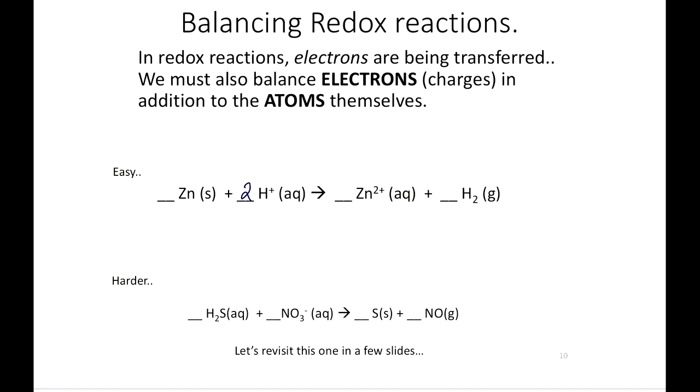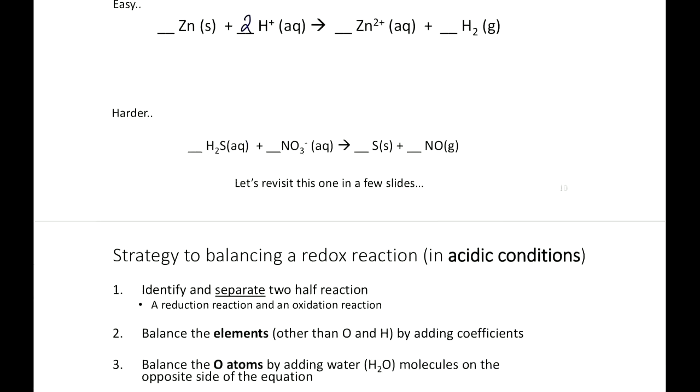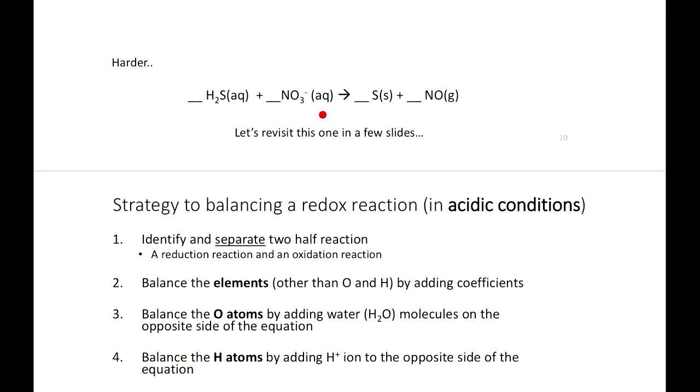But where it gets trickier is something like this one. This one's a lot harder to balance. So there's a certain strategy we use to balance redox reactions. It's a lot more in-depth than other kinds of guessing and checking reaction balancing. The strategy is shown in this slide. So we'll revisit this one.